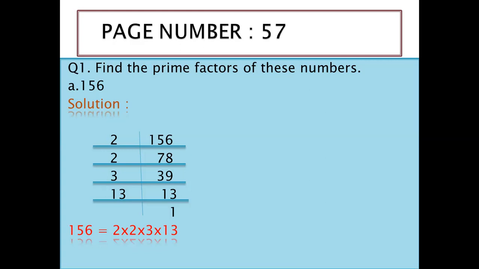39, now 9 is not an even number. It means that it is not divisible by 2. So we check 39 by 3. When we divide 39 by 3, the quotient is 13. Now we have completed the division of 156. We get all the prime factors: 2, 2, 3, and 13. These are all prime numbers. 2 multiplied by 2, multiplied by 3, multiplied by 13. When we multiply all these numbers, we get 156, which is the number in your question.